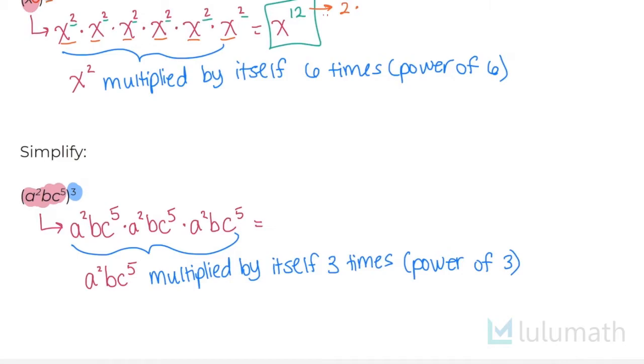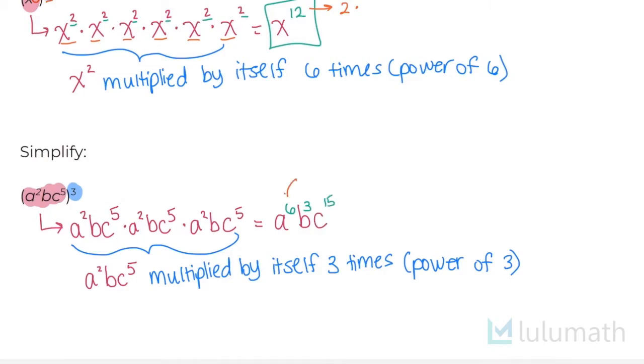Don't forget though, we can only add our exponents for like bases. So here we have a to the power of 2, a to the power of 2, and a to the power of 2. When I add those together, 2 plus 2 plus 2 is 6. Here we have b to the power of 1, b to the power of 1, b to the power of 1, and 1 plus 1 plus 1 is 3. And lastly, we have c to the power of 5, c to the power of 5, c to the power of 5, and 5 plus 5 plus 5 is 15.